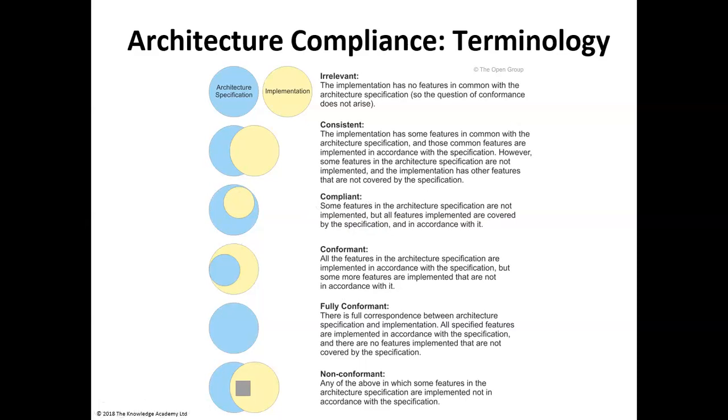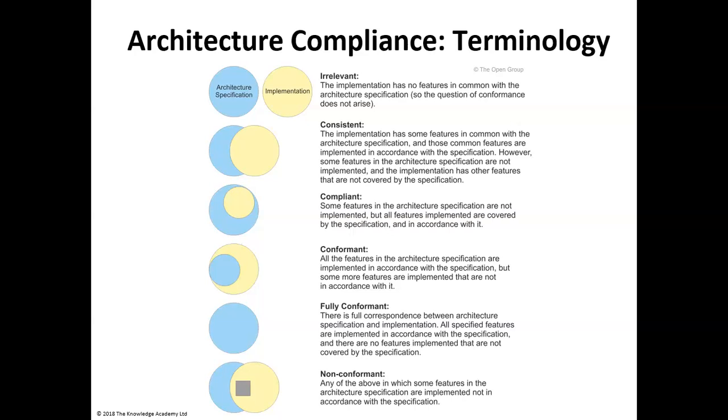Conformant: all the features in the architecture specification are implemented in accordance with the specification, but some features are implemented that are not in accordance with the specification. Okay, basically a little deviation is there from the actual specification. That's what they're trying to say, correct?